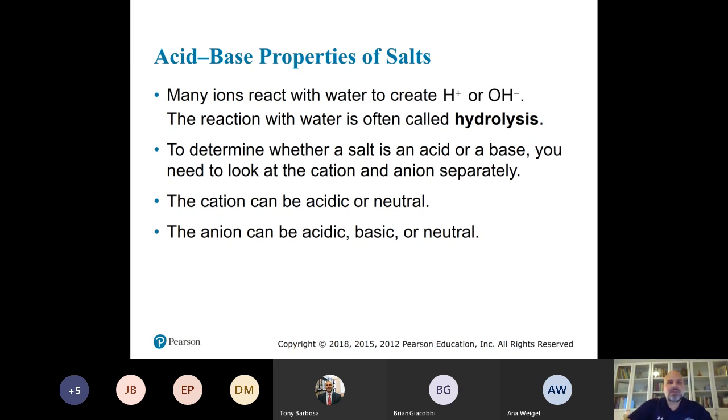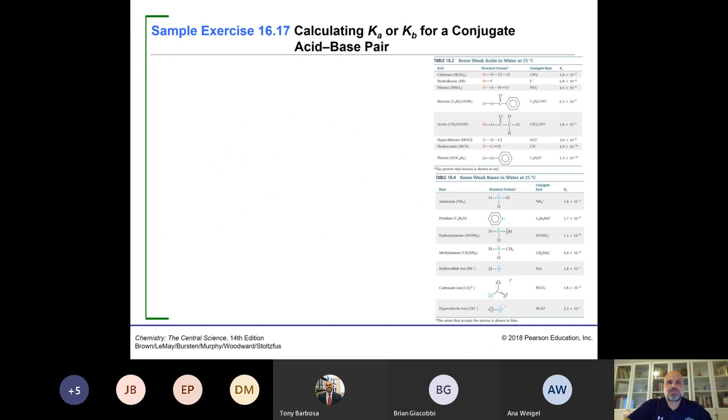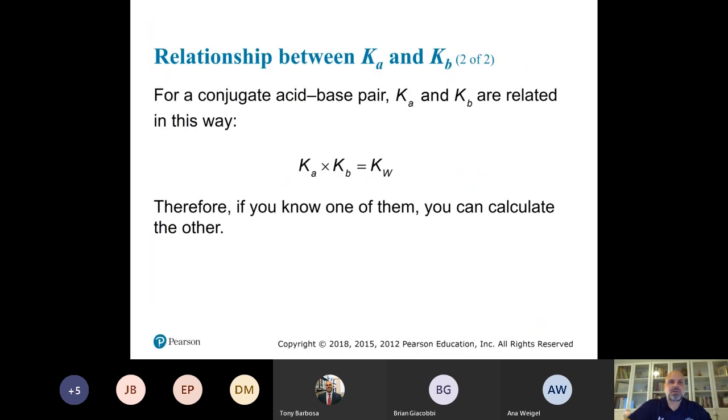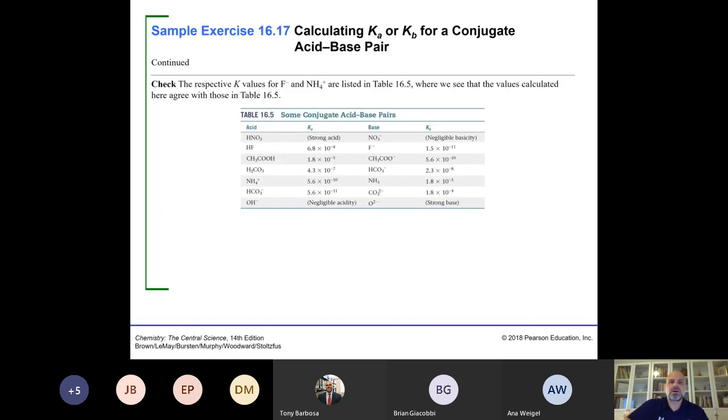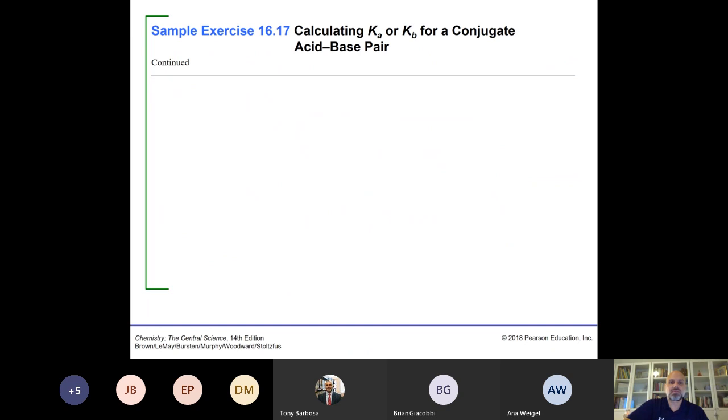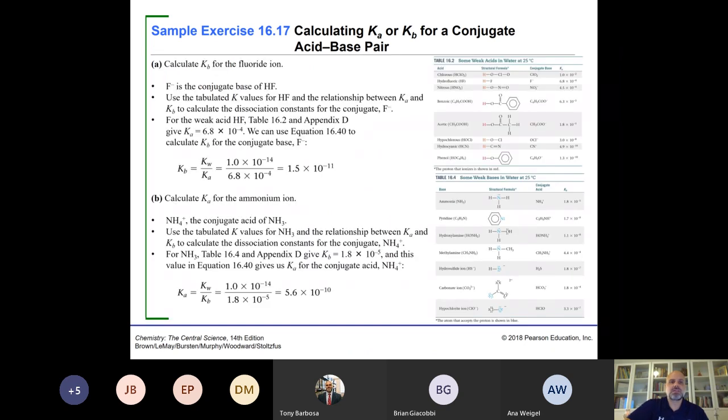So we left off talking about relationships between Ka, Kb, and showed that Ka times Kb is equal to Kw. And if you know one, you can calculate the other. We went through a few examples on this previous slide, showing how we could take the Ka or Kb and just calculate the opposite from that.